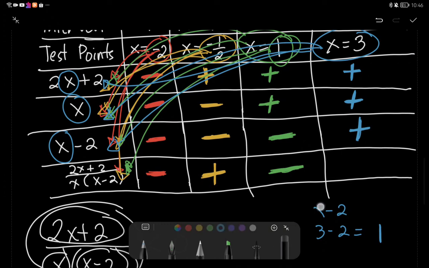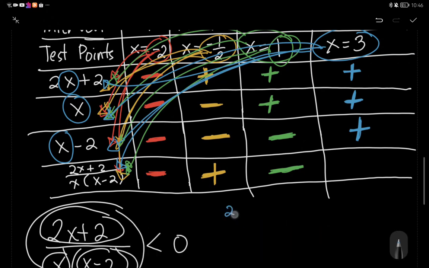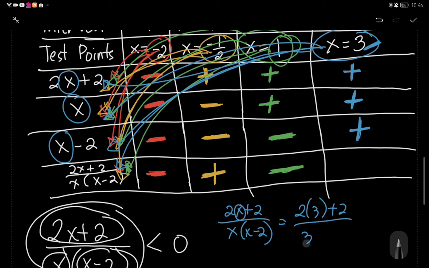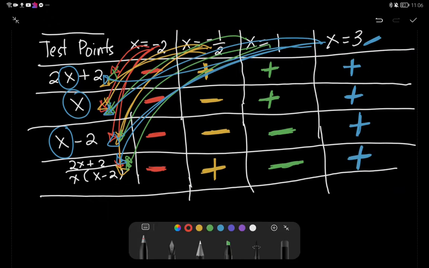Now, let's go to the last one, which is kani. Kana. Now, let's substitute 2x plus 2 over x times x minus 2. So, tanang x dire, ilisa na to 3. That is 2 times 3 plus 2 over 3 times 3 minus 2 equals 8 over 3. This one is positive. So, our answer here is positive.